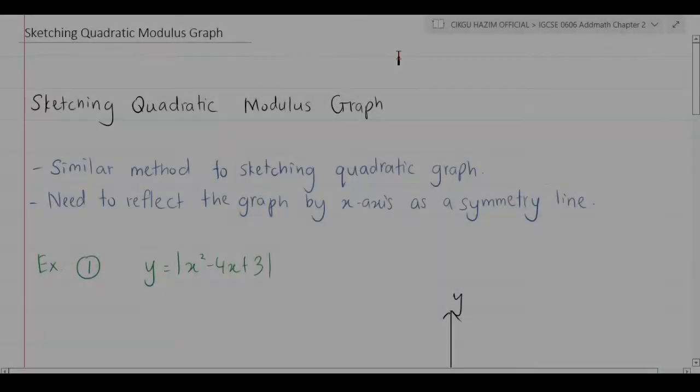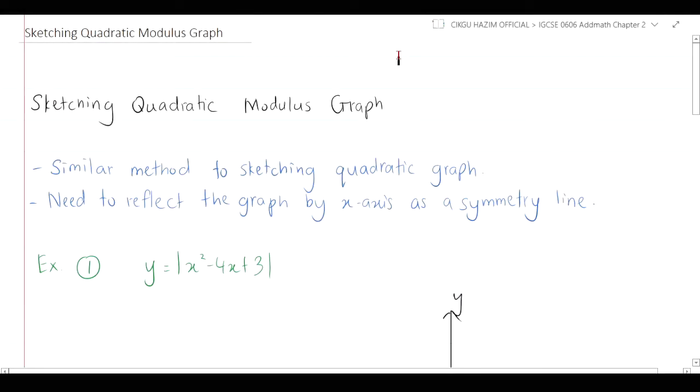Hello, hi everyone, welcome back to this channel, and here we are in chapter 2 additional mathematics IGCSE, and we are about to learn about sketching the quadratic modulus graph. So this is today's video. In sketching the quadratic modulus graph, it's almost the same and almost similar to the method of sketching the quadratic graph.